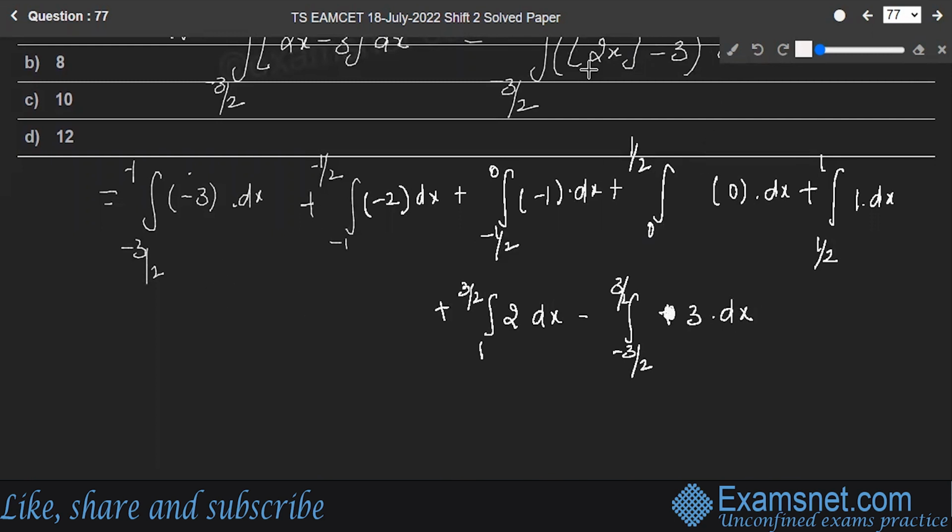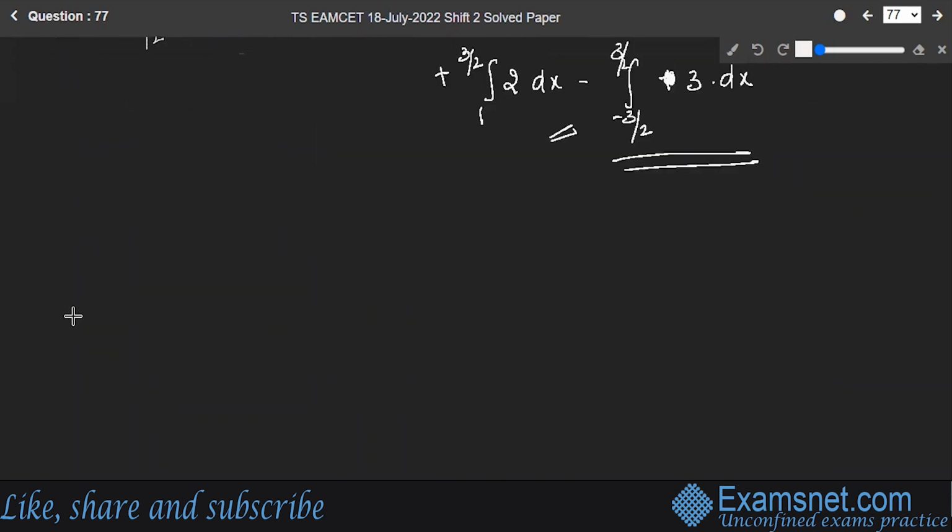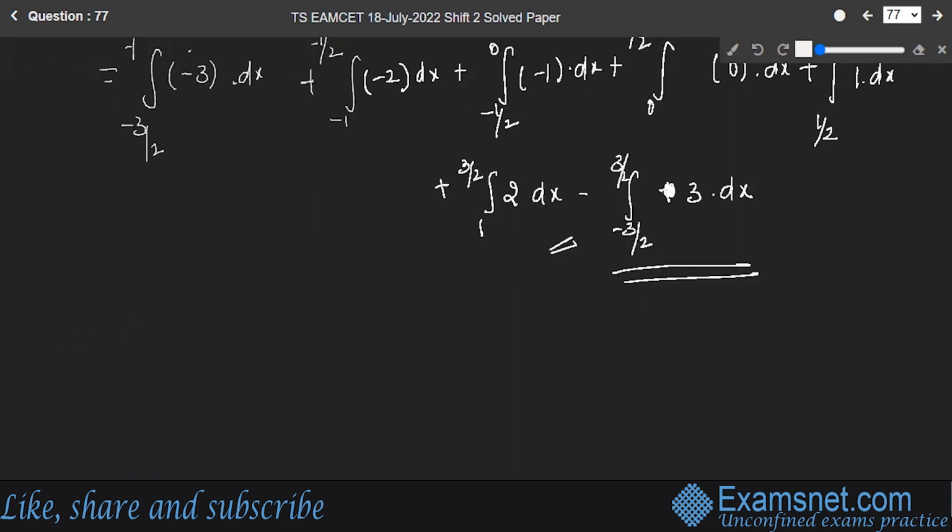Right? So for this 2x, I have split this whole integral till here, and the minus 3 dx has limits from minus 3 to 3 by 2. Hope you got this. So next, let's find out the integral. Now it's very easy. We have done the most problematic part of the sum.